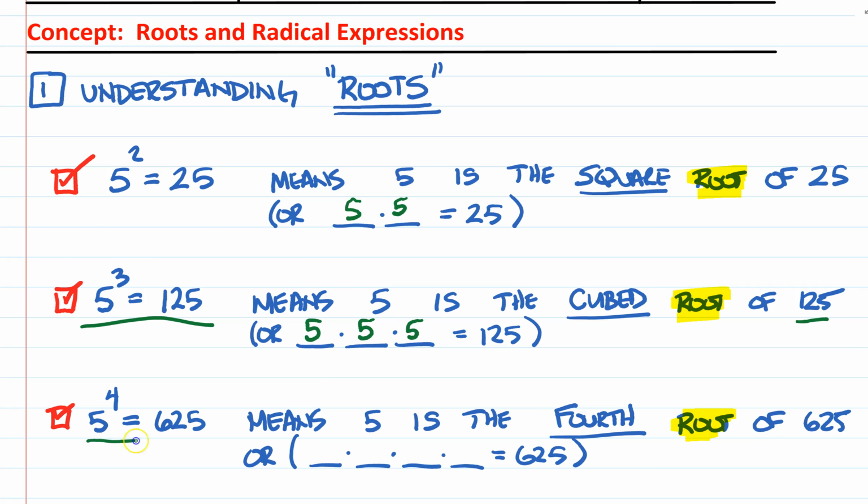Okay, this one down here. 5 to the 4th is 625. What this means is that 5 is the 4th root of 625, because it means that what number do I multiply by itself 4 times to give me back 625. So the exponent has something to do with the type of root that we are using.